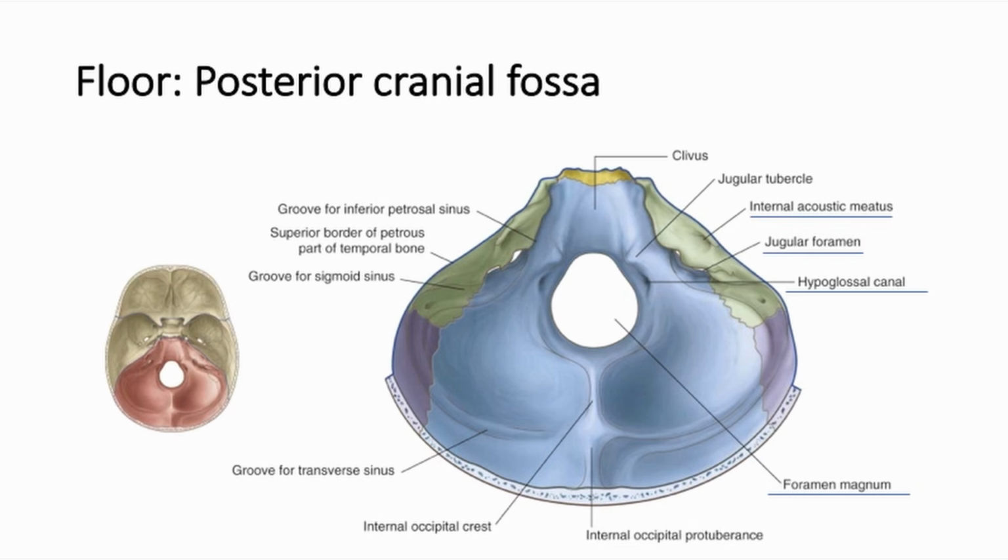And the foramen magnum, which is where the spinal cord and the spinal accessory nerve, vertebral arteries, and venous plexus go through. So a lot of things go through it. It's a big hole. That pretty much covers this.